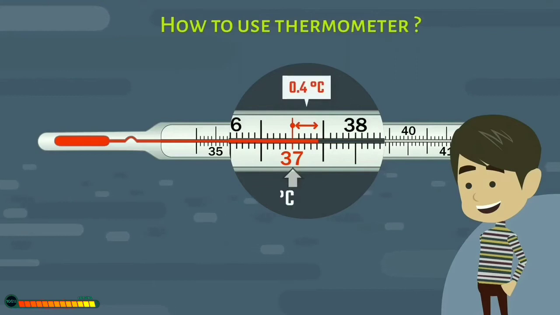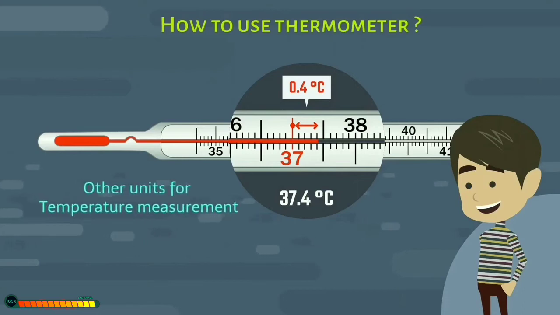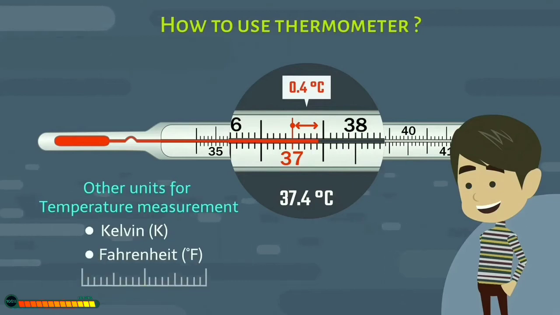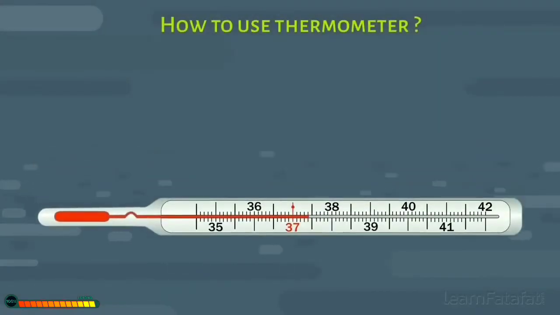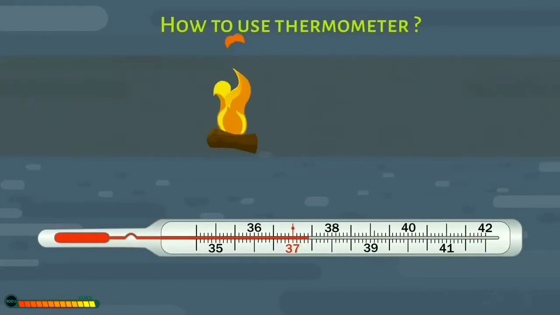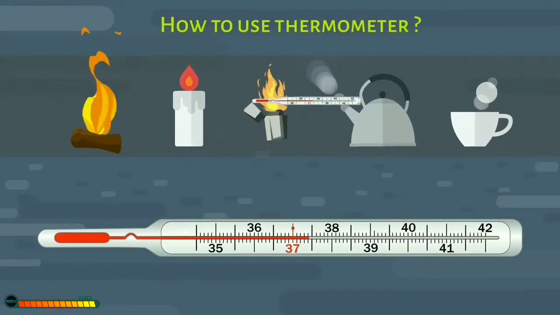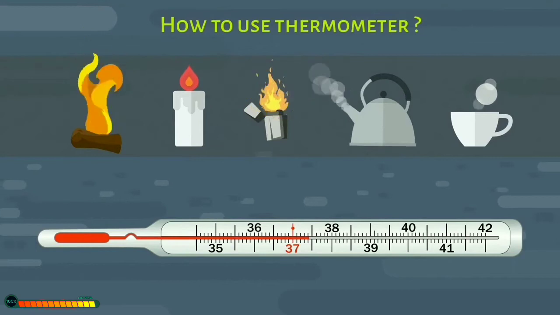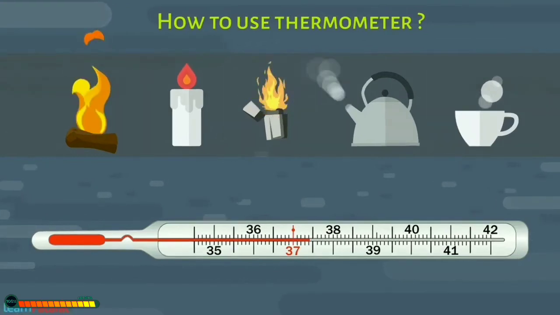Here is a sample value which shows 37 degrees Celsius and 0.4 degrees Celsius. That is 37.4 degrees Celsius. For temperature measurement, there are units other than Celsius, such as Kelvin and Fahrenheit. And always remember, never use the clinical thermometer to measure the temperature of any hot object.